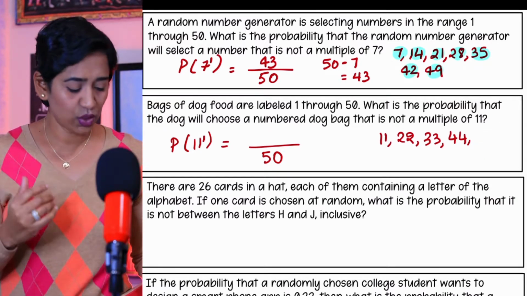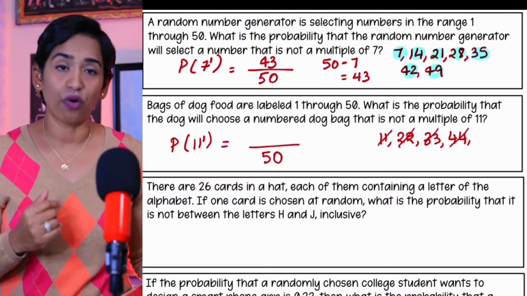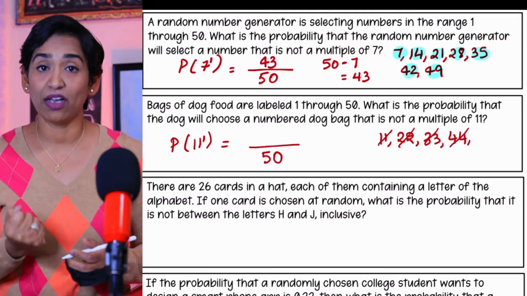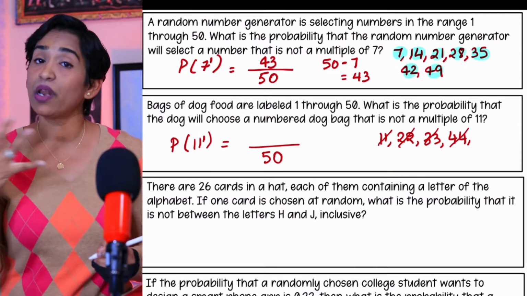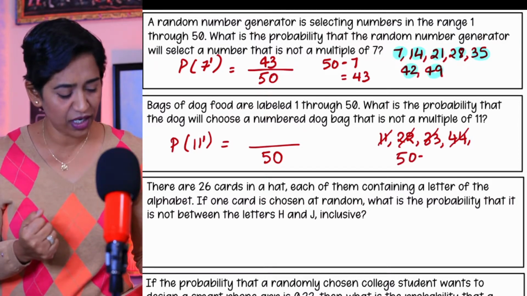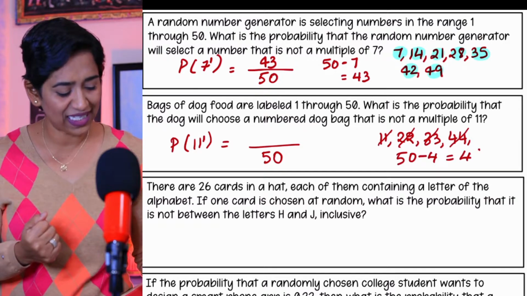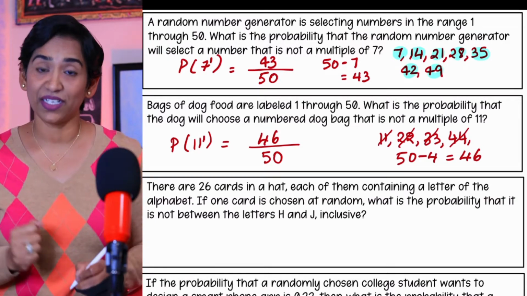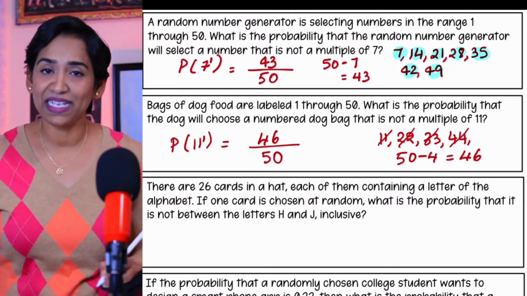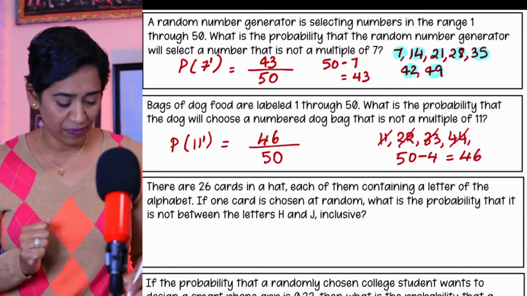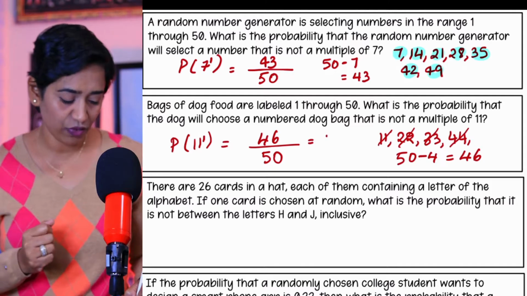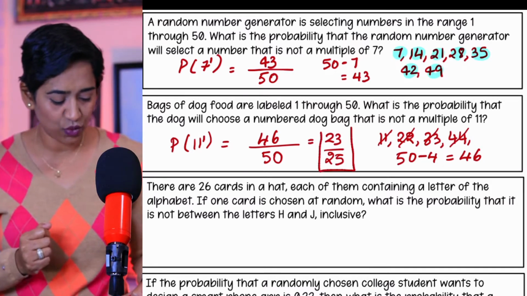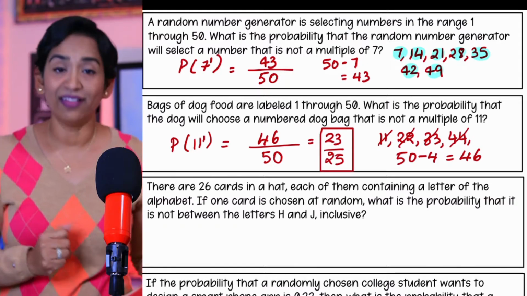How many multiples do I have? 1, 2, 3, 4. So out of 50 numbers, 4 of them are multiples of 11. The rest of them are not. So 50 minus 4 is 46. So 46 of them are not multiples of 11. Again, simplify your answer, which is 23 over 25. And that will be your final answer.